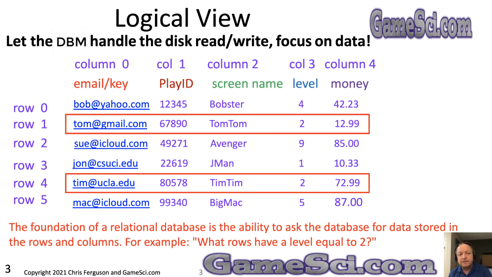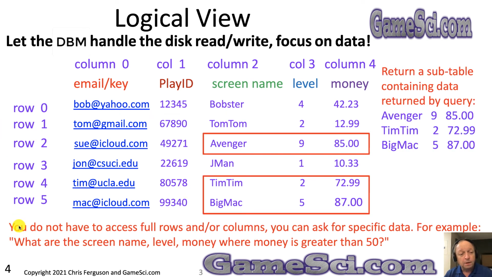You've got to think of these queries as taking a big input table, all of this, and returning just the rows that you requested. You do not have to access full rows and or columns. You can ask for very specific data in a query. For example, what are the screen name, level, and money where money is greater than 50? I almost wanted to kind of highlight the rows and highlight the columns and say, it's the intersection of these rows and columns.